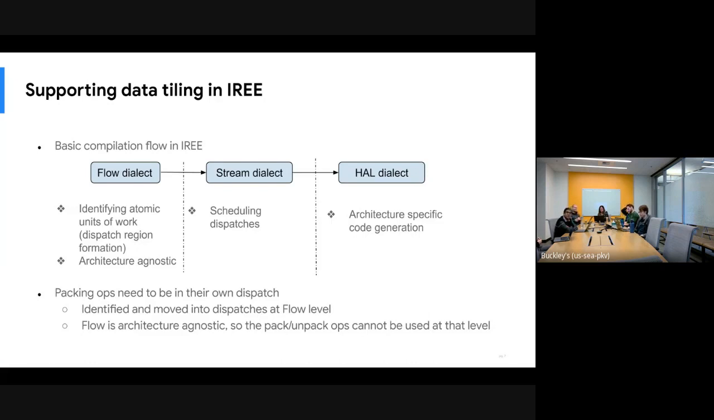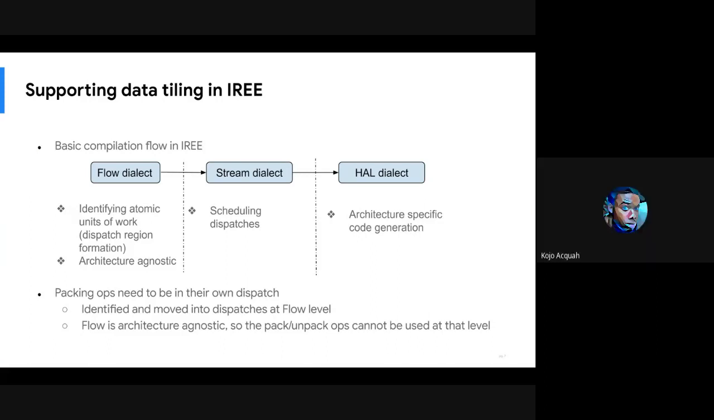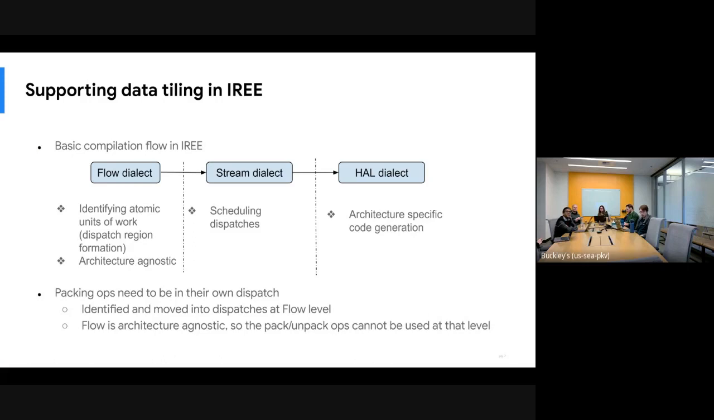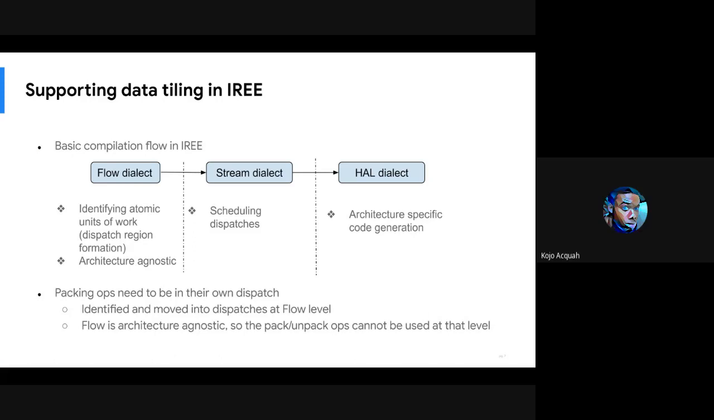Ojo? Yeah, so just looking at the last point there, if the pack and unpacks are not added at the flow level, where are they added? And how can you form dispatch regions around them if... That is in the next slide. Okay, then I'll wait for the next slide.